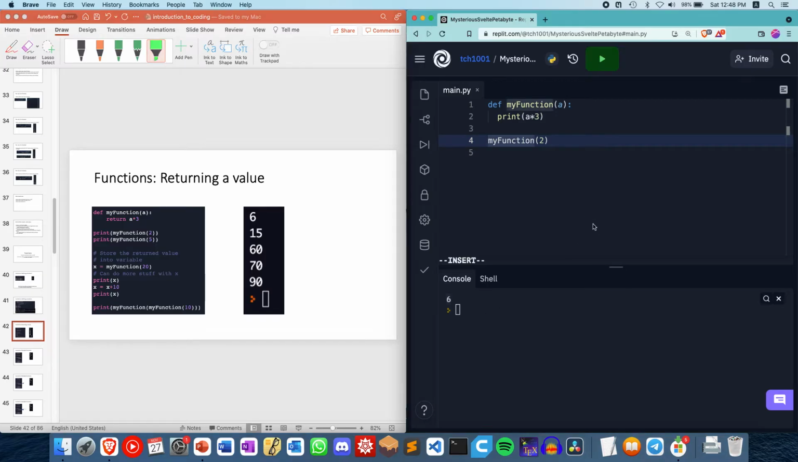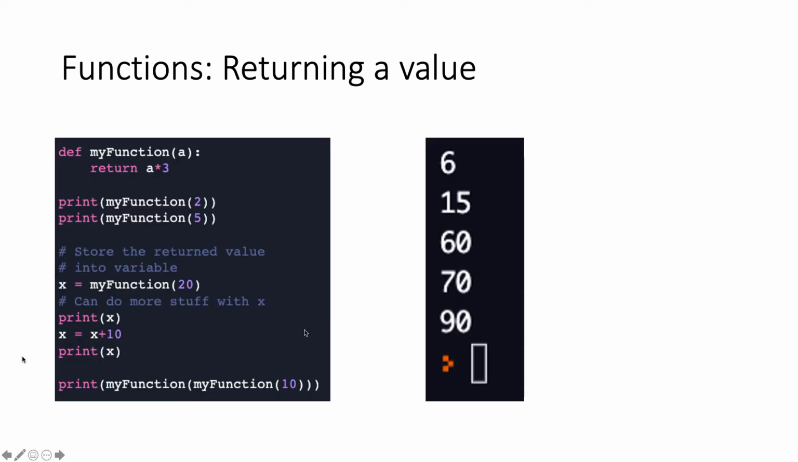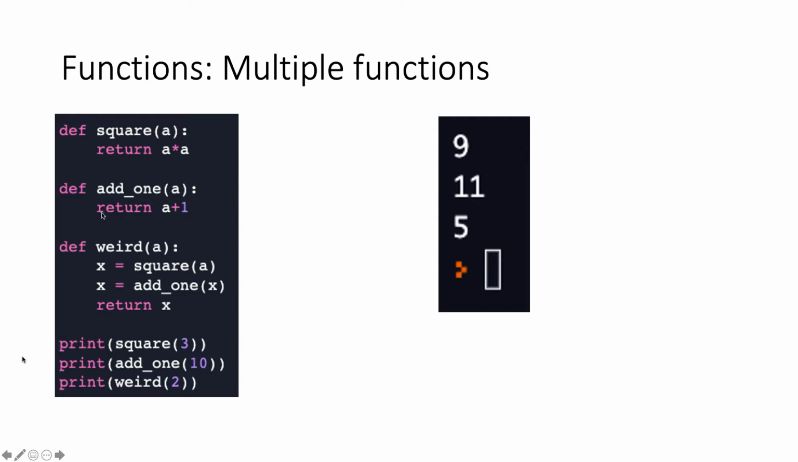So what I'm trying to say is that if I do this, my function of my function 10, okay, I'm missing a bracket. So if I do my function of my function 10, it's going to print 90, because the first call, my function 10, is going to return the value 30. Then this 30 is passed in as a parameter into my function again, and this is going to return 90. So that's why you can do stuff like that using the return keyword. You can also define multiple functions.